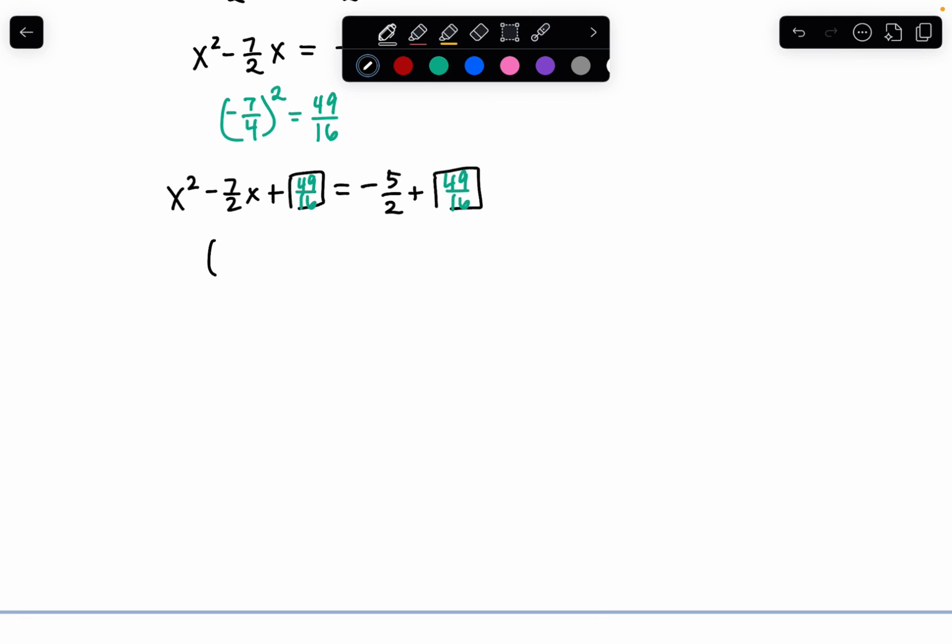Okay, and so then this factors, remember it factors to half of b, which was negative 7/4, squared. And then to figure out negative 5/2 plus 49/16, we need a common denominator. So we're going to multiply top and bottom by 8. And so that would give me negative 40/16 plus the 49/16, which is 9/16.